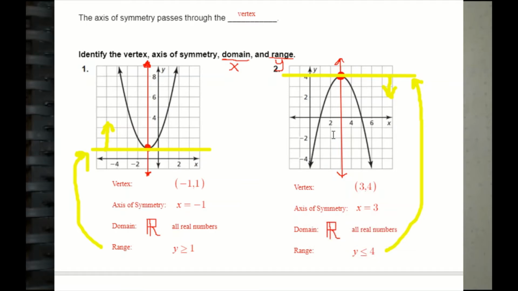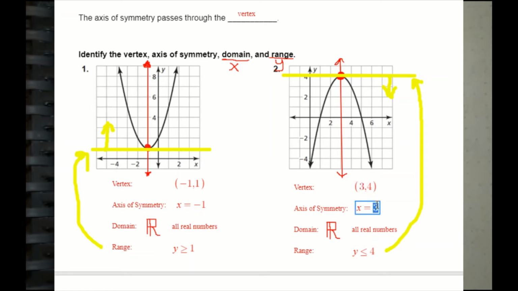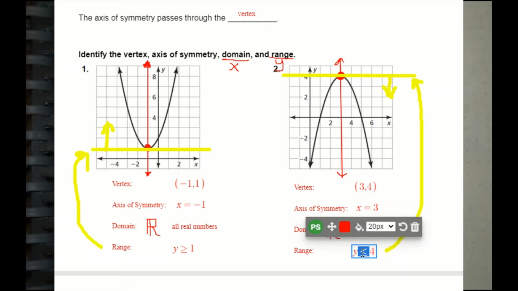Okay, so if you put this together, notice, if you're trying to find some patterns in the values we're getting here, notice here that the vertex gives you an x and y value. The x value is going to be the same as what you get for the axis of symmetry, and the y value is going to be the number that you're going to put on the range. Okay, so those numbers should be the same. You got 3, 3, 4, 4. Just be careful with whether this is going to be less than or greater than, that sort of thing.